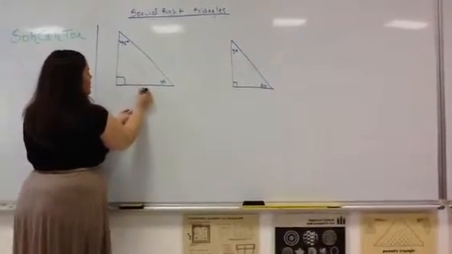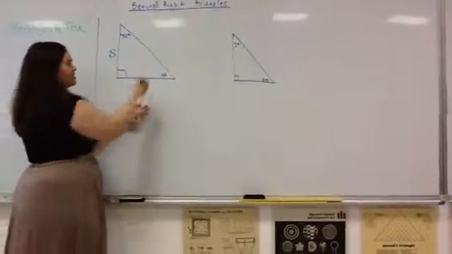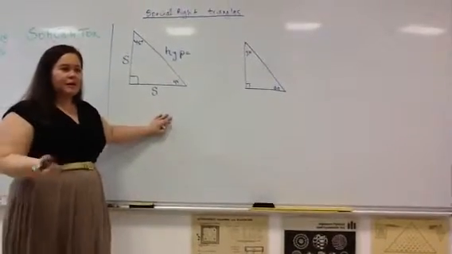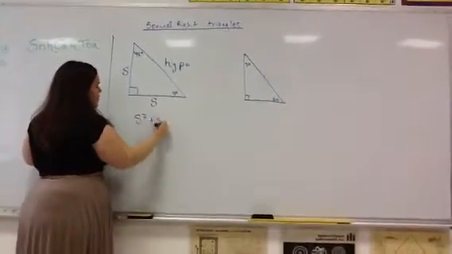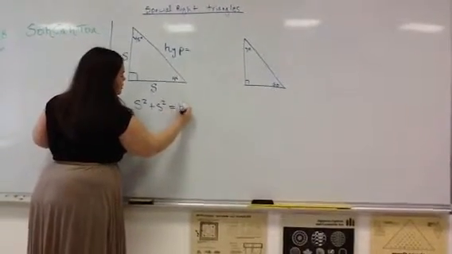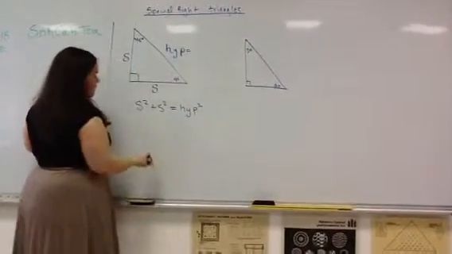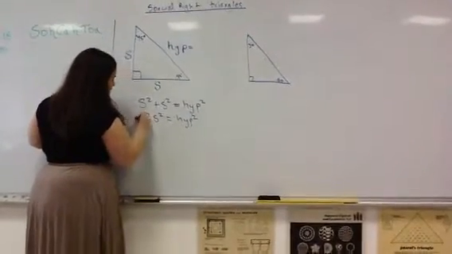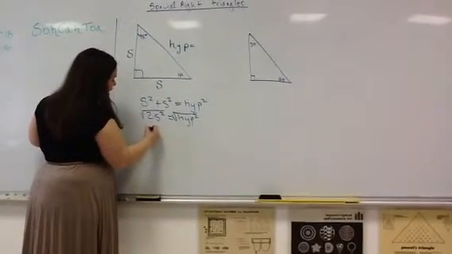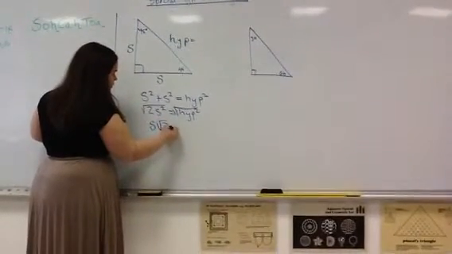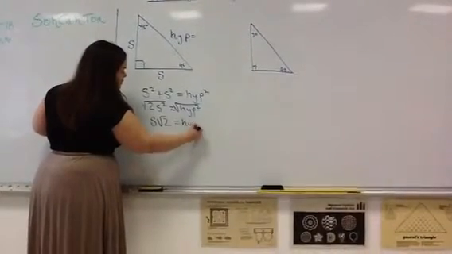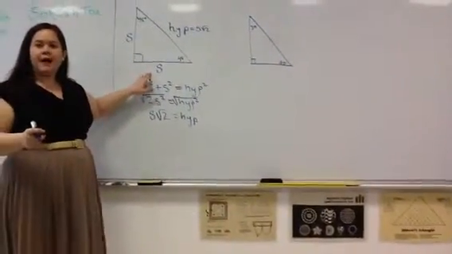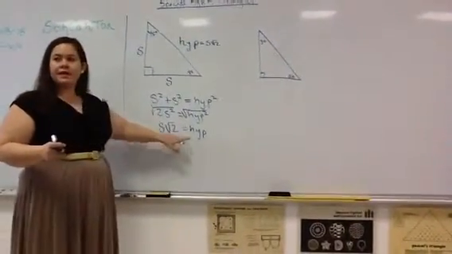If we're given that each leg length is equal to s, we can find out what the hypotenuse is by saying that s squared plus s squared is equal to the hypotenuse squared. 2s squared is the hypotenuse squared. Take the square root, and we have s times the square root of 2 is equal to the hypotenuse. So there's your first relationship. The leg multiplied by radical 2 is equal to the hypotenuse.